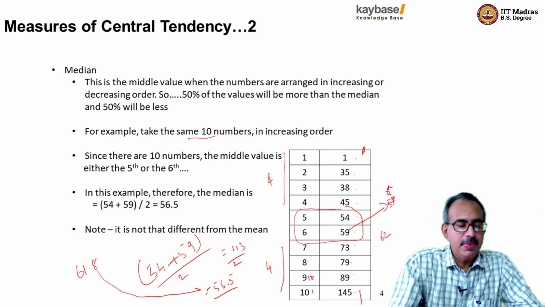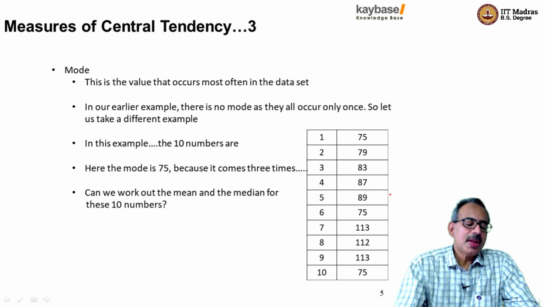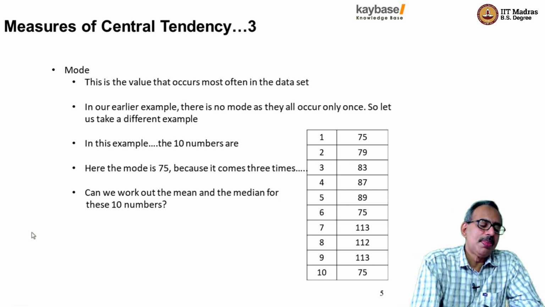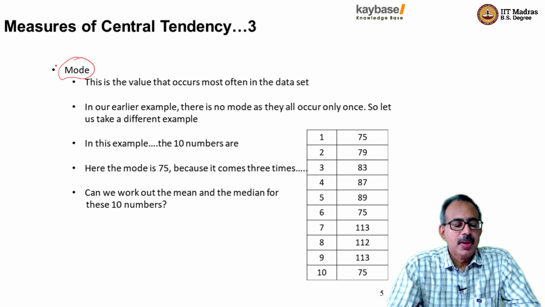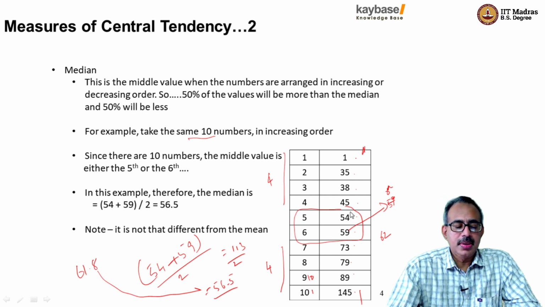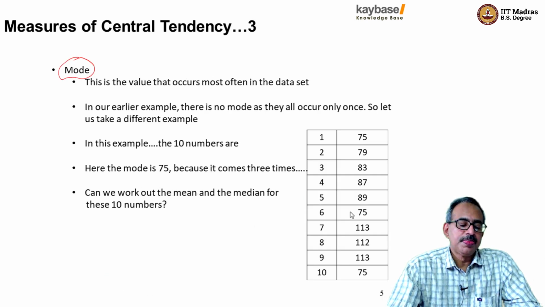Let's go forward. The mode is the third one. Mode is the figure that comes most often in the data set. Now, in our earlier example, can you go back one slide? None of those values come more than once. So actually there's no mode. So we have created another example here.